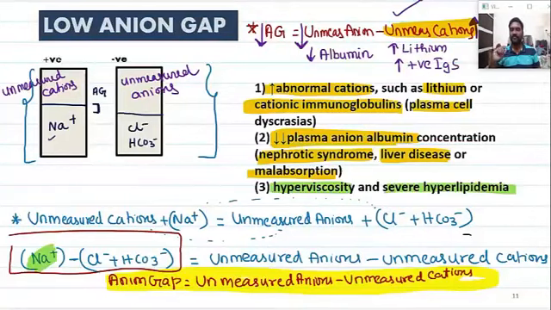In these conditions, the sensors cannot detect sodium properly. They will underestimate the value of sodium. They will also underestimate the value of chloride, but when compared to chloride, the sodium value is very much underestimated. So this was an observation. The sodium value is decreasing, so the anion gap will also decrease.